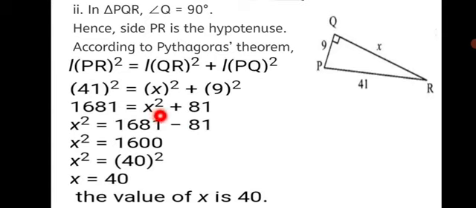Now we want to find x square, so we will subtract 81 on the other side. So you will get x square is equal to 1681 minus 81. Plus 81 becomes minus 81 when it goes to the other side. 1681 minus 81 gives you 1600. X square is 1600. So x square is equal to 1600, which is the square of 40. So you write 40 square. Now eliminate the squares, you get x is equal to 40. The value of x is 40. So in these simple steps, we can solve and find out the other side which is missing of a right angle triangle.